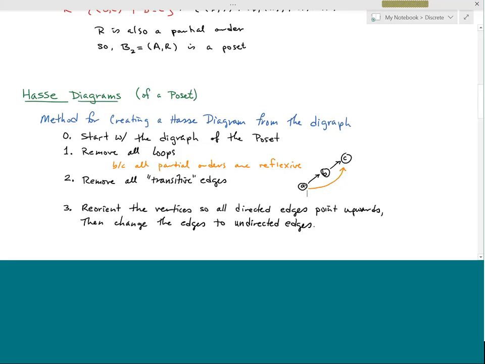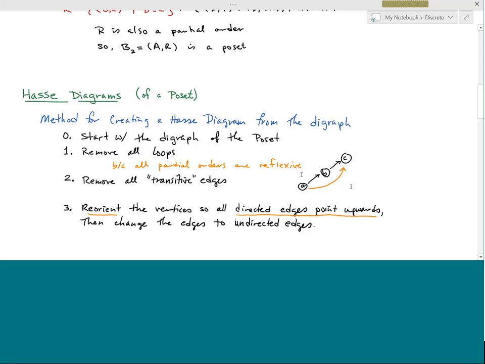So that's removing the transitive edges. And the last thing that we do is we reorient how the vertices are on the page. Specifically, it's so that all of your directed edges, and remember, directed edges are the exact same thing as arrows, so that all of your arrows are pointed in an upwards direction. Sometimes those arrows will point exactly up, so you'll get little vertical arrows, but more frequently they are just slanted upwards, like this little diagram right here. As long as they're pointed in an upwards direction, you're good to go.